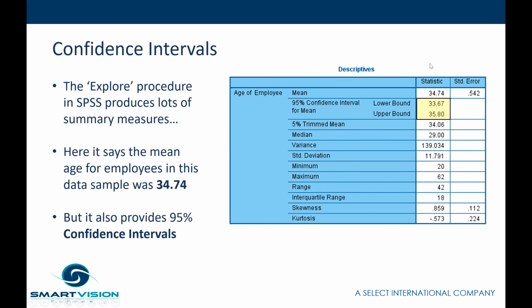And it will show you the mean statistic. Here it's showing me, for example, the mean age of employee is 34.74. And it shows us the confidence intervals for that mean. It says the confidence interval for that mean is somewhere between 33.67 and 35.8. These are called 95% confidence intervals. Why 95%? Because we're working with that 5% level again. We're working against that alpha level of 5%.